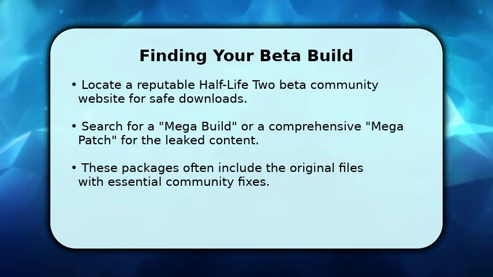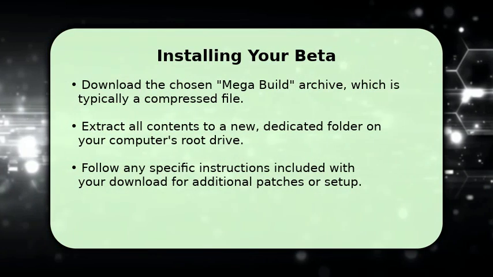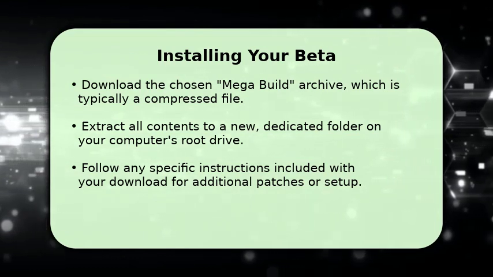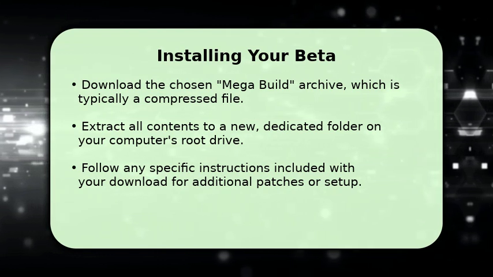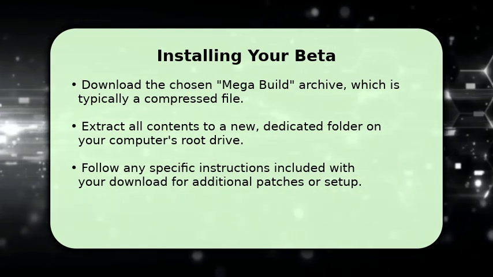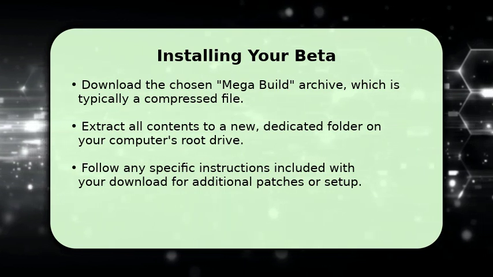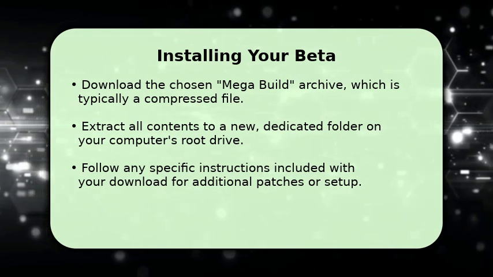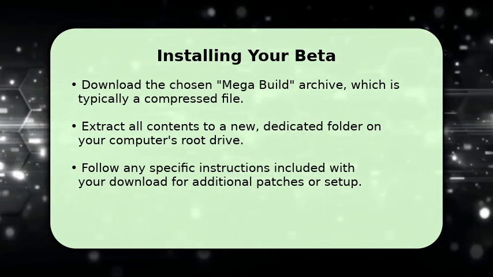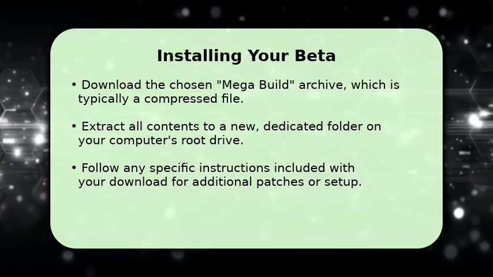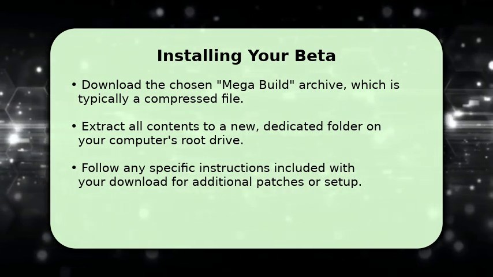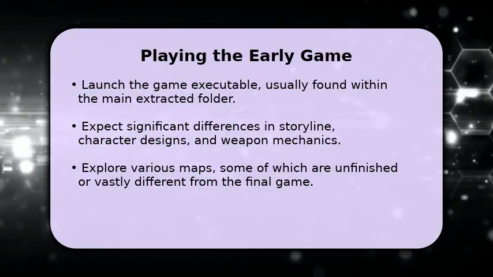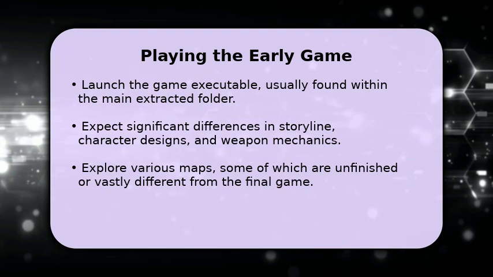Always ensure your download source is trusted. Once you have downloaded your chosen mega build, the installation process is straightforward. First, extract all the files from the compressed archive into a new, dedicated folder. It's often recommended to place this folder directly on the root of one of your hard drives for best compatibility. Be sure to check for any specific installation instructions or additional patches that might be included with your download to ensure everything runs correctly. With the installation complete, you are ready to dive into the Half-Life 2 beta.